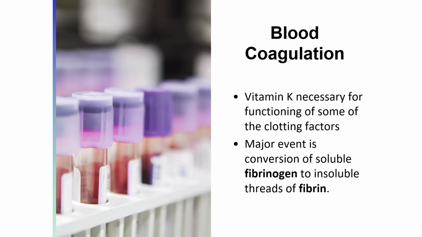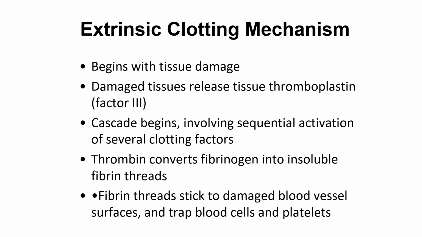The extrinsic clotting mechanism is triggered by blood coming in contact with tissues outside of blood vessels or damaged walls of blood vessels. The damaged tissues are going to release thromboplastin, which is factor 3, which is not found in the blood. The cascade is going to begin. It's going to involve sequential activation of several clotting factors, ending with the release of an enzyme called prothrombin activator. It's going to convert prothrombin into thrombin in the presence of calcium ions.